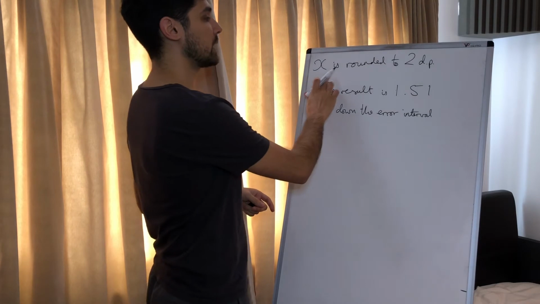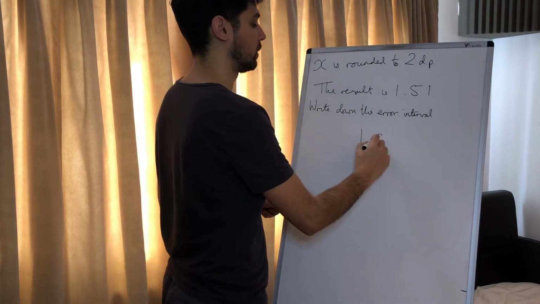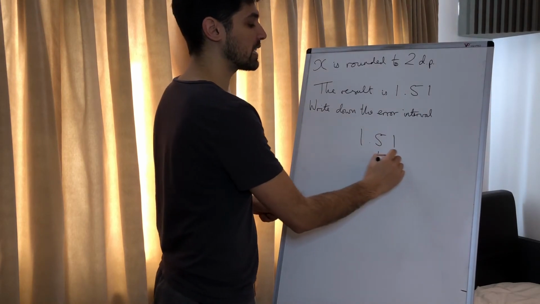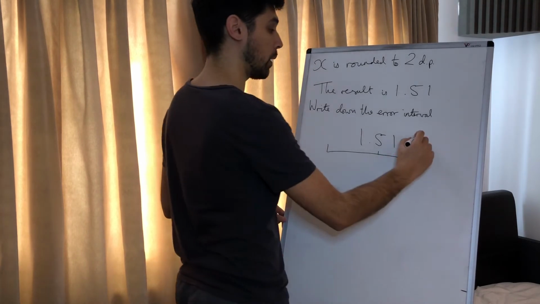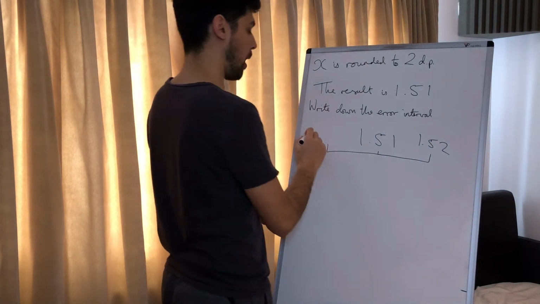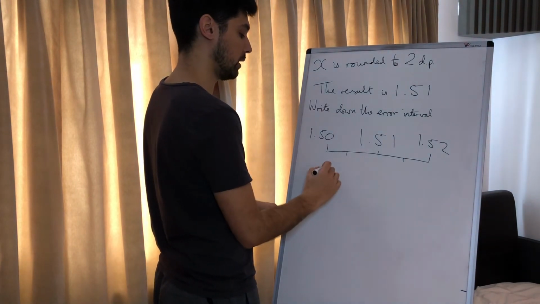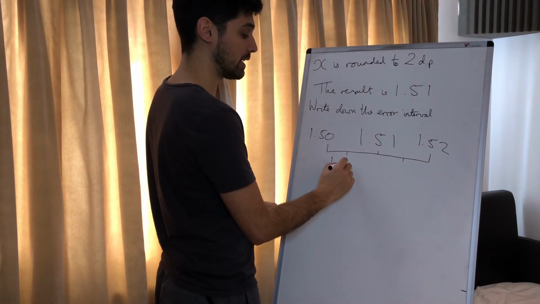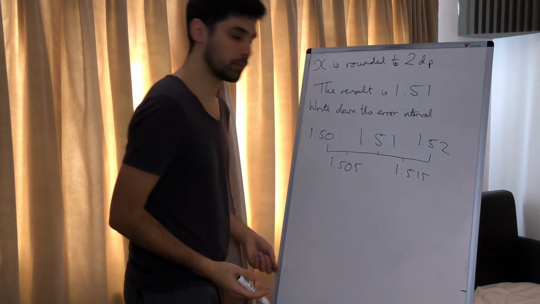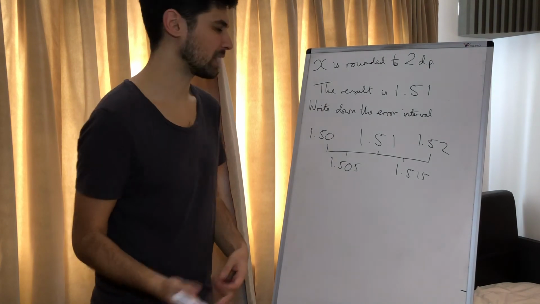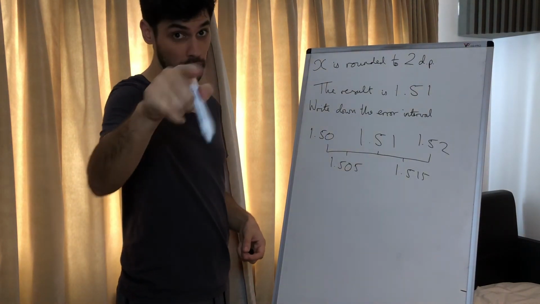Okay, let's do another example of error intervals. So here, this time it's rounded to 2 decimal places, and we get 1.51. So what is the 2 decimal place number above and below 1.51? Well, that's going to be 1.52 and 1.50. Now we find the midpoints there and there. That's going to be 1.505 and 1.515. Now, these numbers are always going to end in a 5, like 99.9% of the time. So if your answer doesn't end in a 5, you messed up.